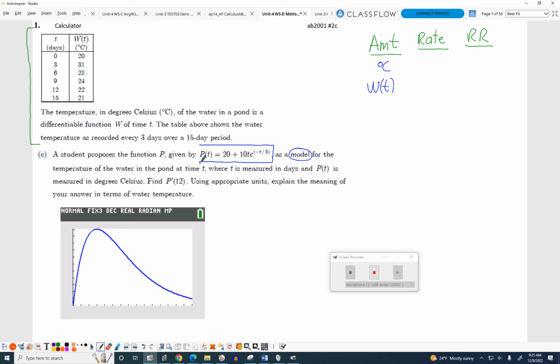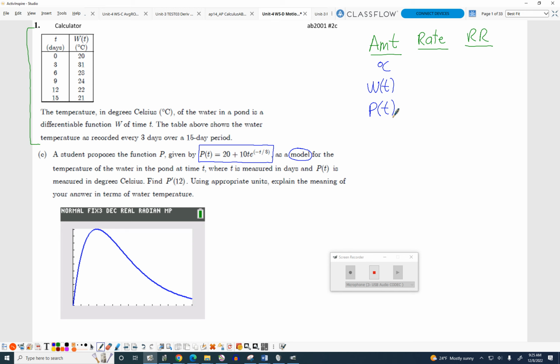So Anna, what does W of T represent? The temperature of the water. What does P of T represent, Anna? Model for that temperature at a time. Perfect. So two for Anna. So W of T and P of T are both representing temperature. They're both just amounts. Okay?